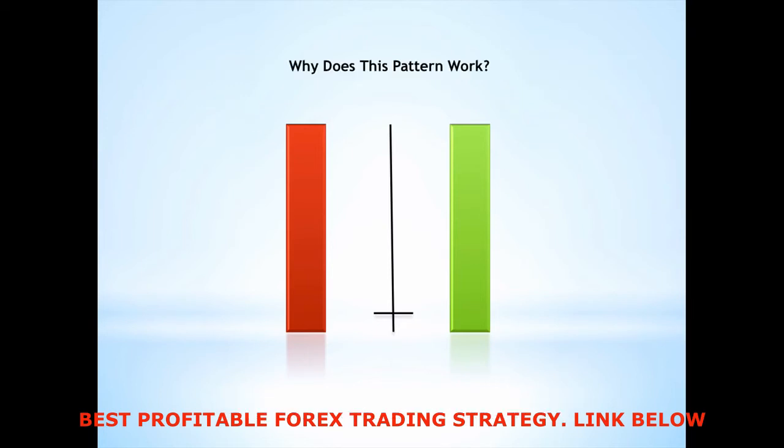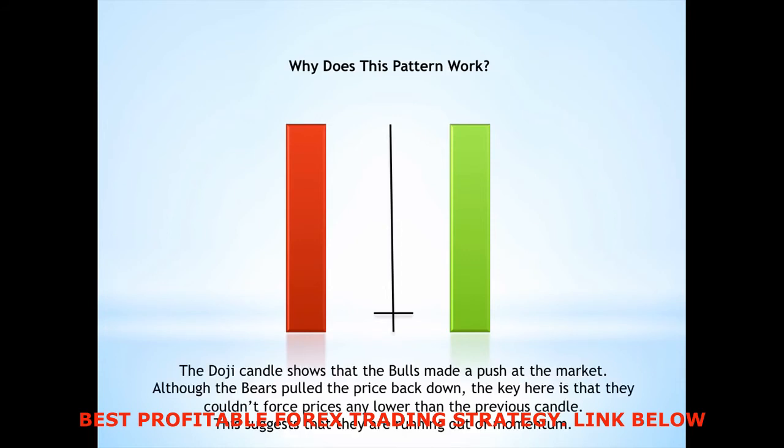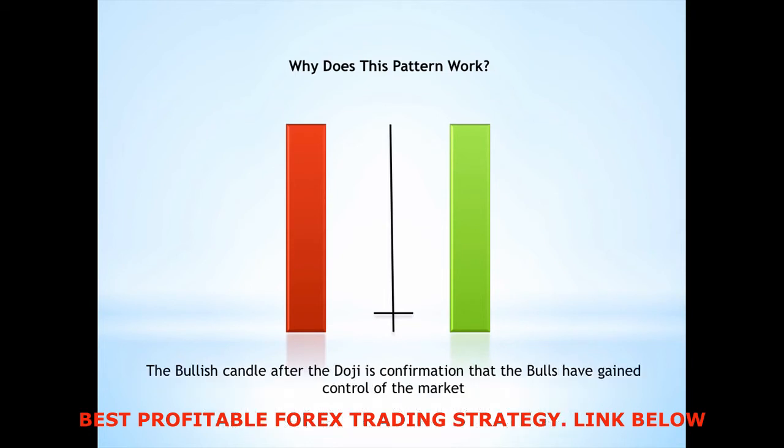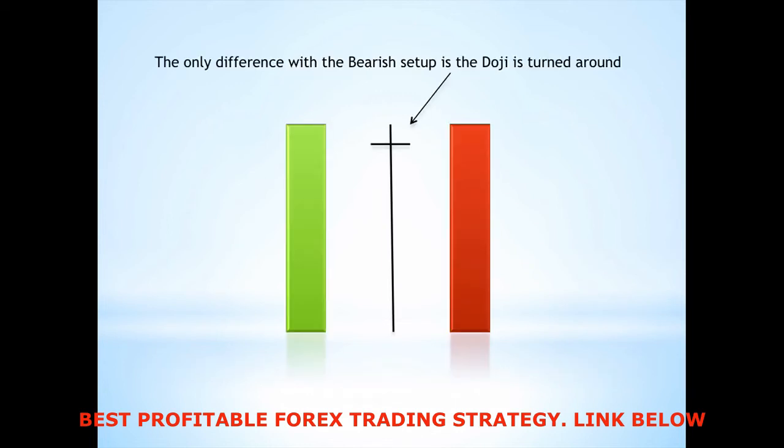Why does this pattern work? Well, the doji candle shows that the bulls have stepped in and tried to push the market higher. Although they failed on their first attempt, the bears also failed to push the market lower. This is shown because the doji is contained within the real body of the previous candle. It suggests that the bears are losing strength. The strong bullish candle forming after the doji candle completes shows that the bulls have taken control. The bearish setup is the same idea, but reversed. Note that the doji is now upside down.